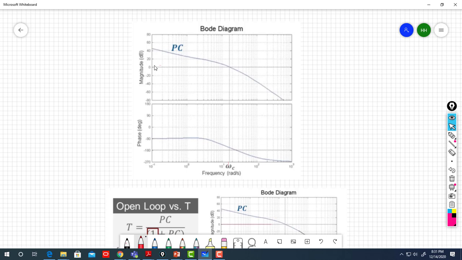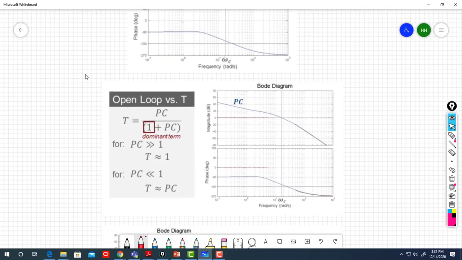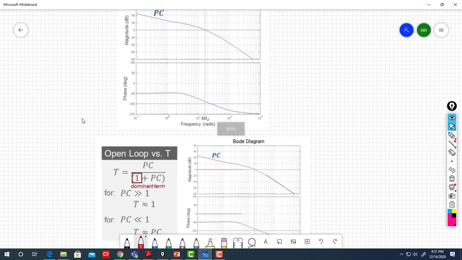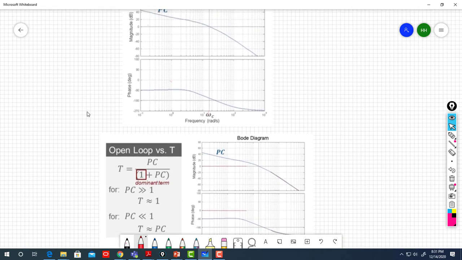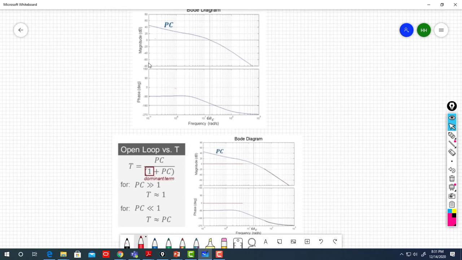Well, in this example, let's first compare the open loop, which is PC in this case, the Bode diagram of this given open loop, to the transmissibility transfer function, or the complementary sensitivity transfer function, which is, like here you can see, PC over 1 plus PC. This is the transmissibility transfer function.